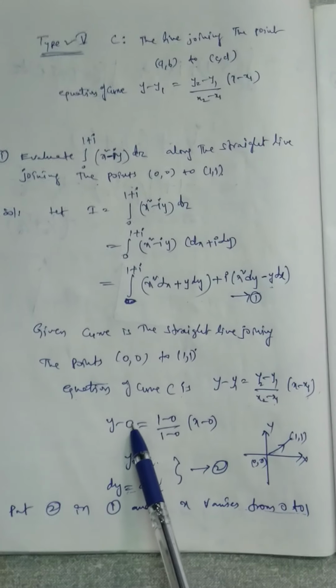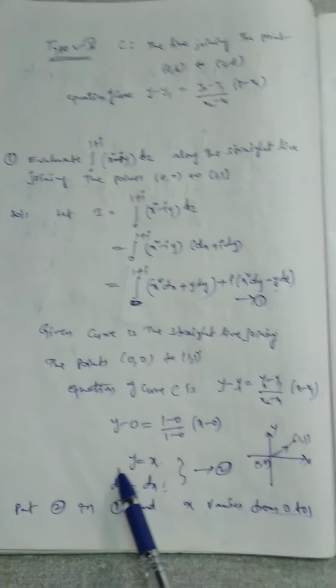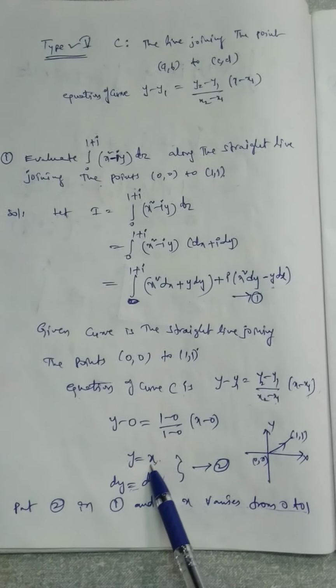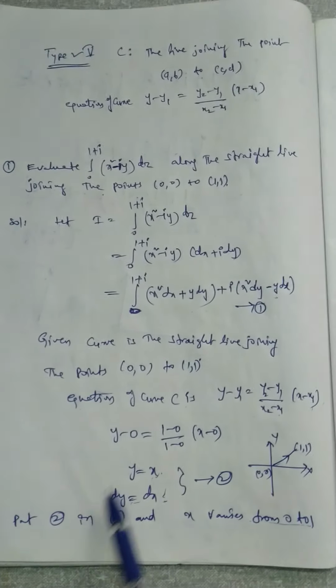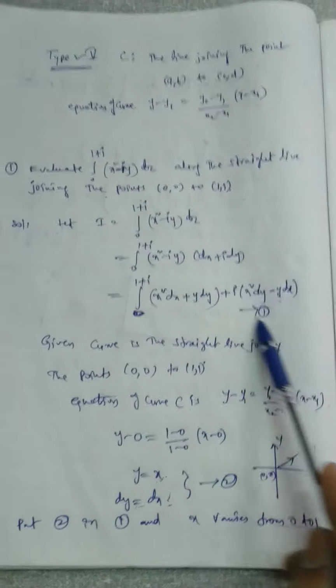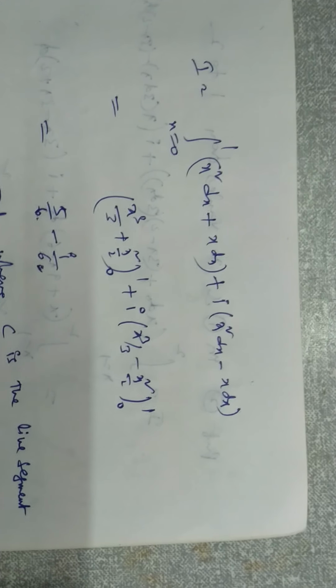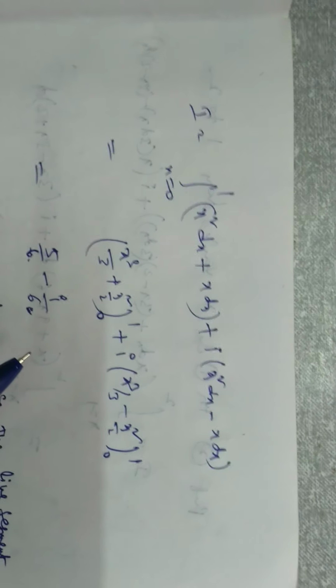Using x1, y1 as 0 comma 0 and x2, y2 as 1 comma 1, we can see that the equation of the curve comes out to be y equal to x. So when y equals x, the derivative of y becomes dx. Substituting this into equation 1 and simplifying, we get the integral value as 5 by 6 minus i by 6.